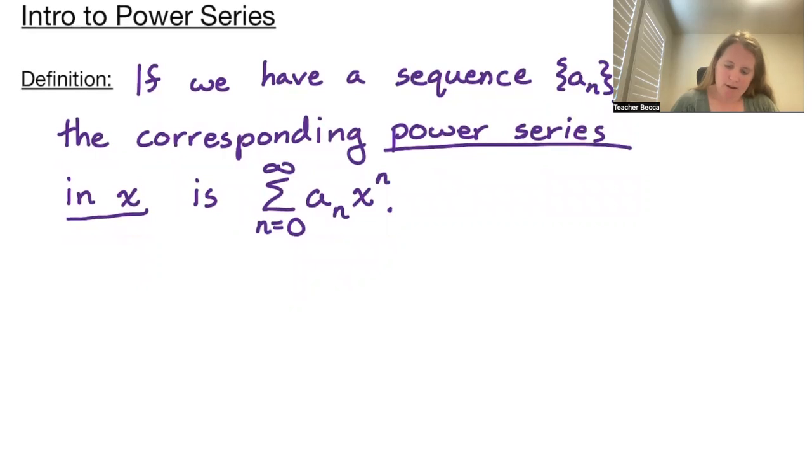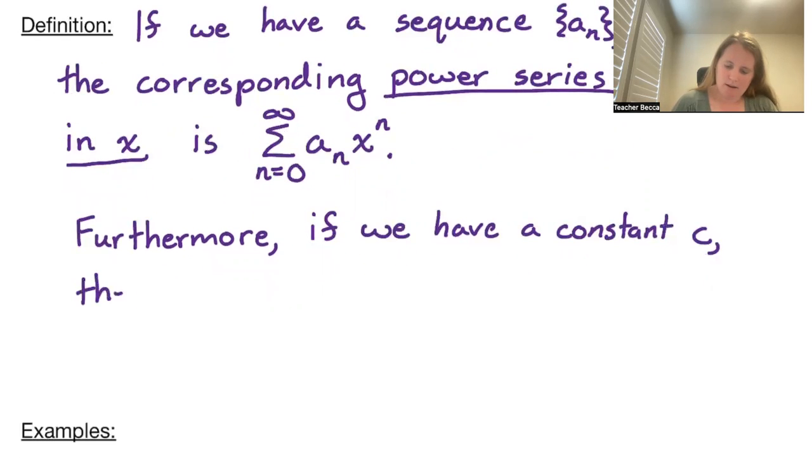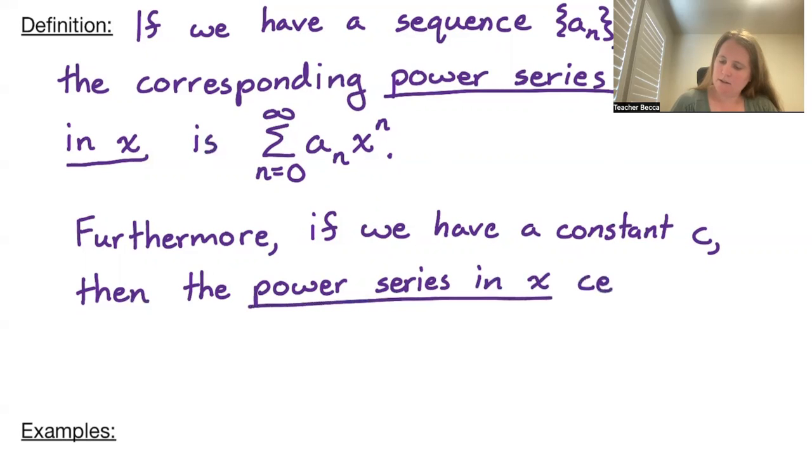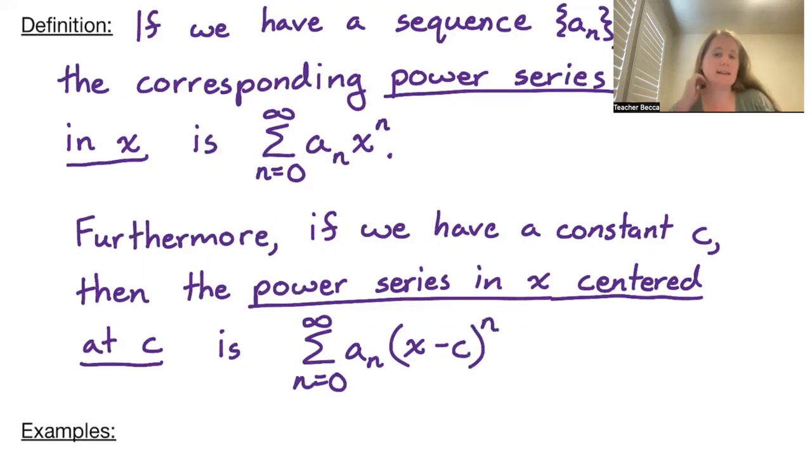Furthermore, if we have a constant c, then the power series in x centered at c, or around c, is the sum from n equals 0 to infinity of a sub n times (x minus c) raised to the n. So this is what is called a power series.